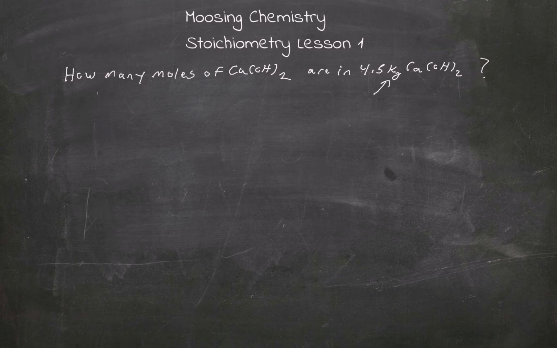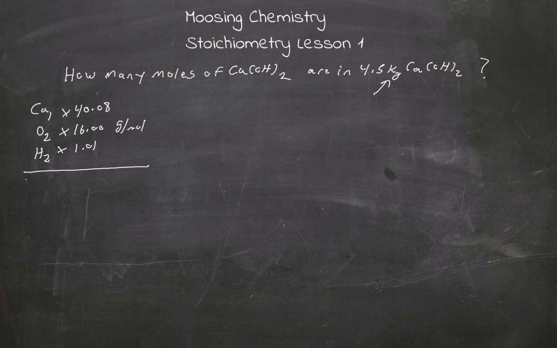Note that we're using kilograms this time and not grams. So that means we're going to have to do an additional conversion. First of all, we're going to get the molar mass of calcium hydroxide. Ca, we have one of those. We have 2 oxygens and 2 hydrogens. So this gives me 40.08 grams per mole, 16.00 grams per mole, and 1.01 grams per mole. When we total this up, this gives us 74.10 grams per mole of Ca(OH)2.